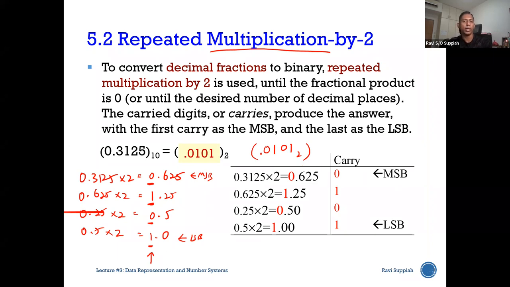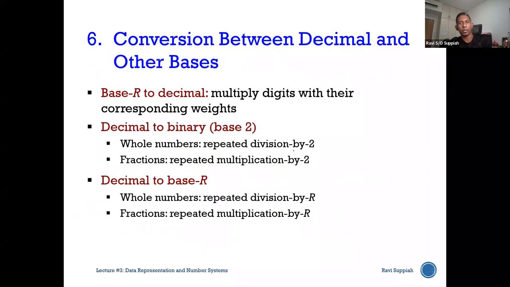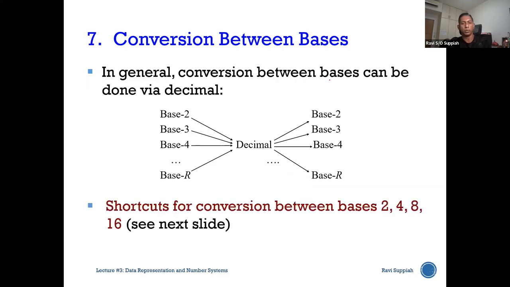So this is the way in which you convert the fractional part of the decimal to the equivalent binary. Conversion between different bases can easily be done by converting them to decimal and then from decimal to anywhere else. For example, if you want to convert base 16 to base 8 or some other funny base, you can always take the decimal as an intermediary step. I convert it to decimal first, and then from decimal I can convert to any other base later on.